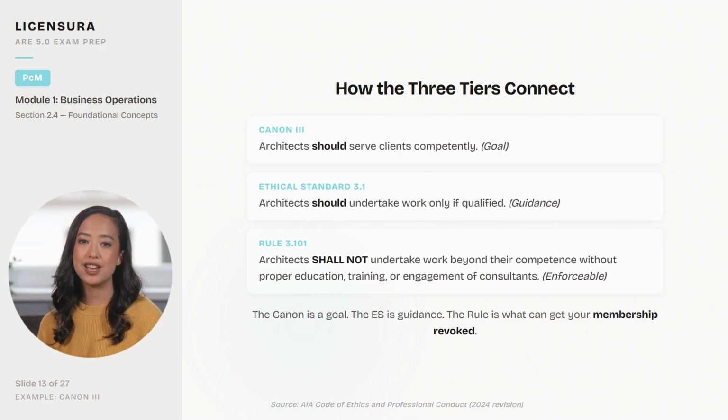Remember, shall equals mandatory equals enforceable. Should equals aspirational equals guidance only. This comes up again and again on the exam. Now that you understand the structure, let's look at what the 6 canons actually say and how their priority order works.